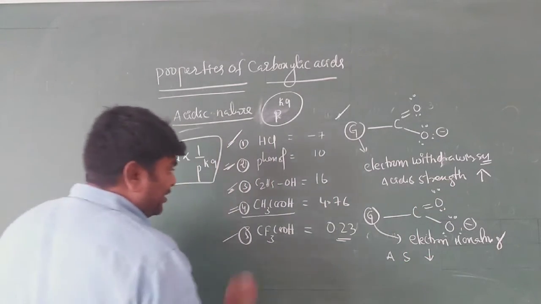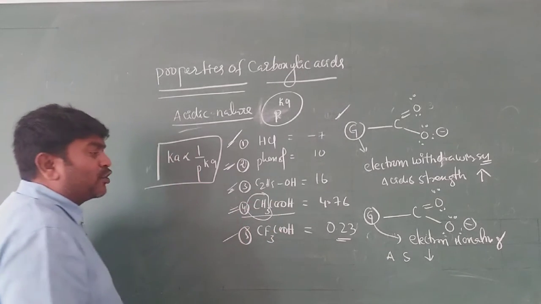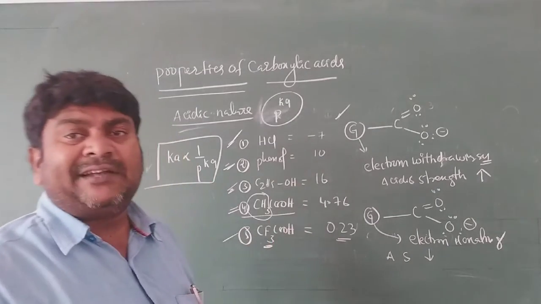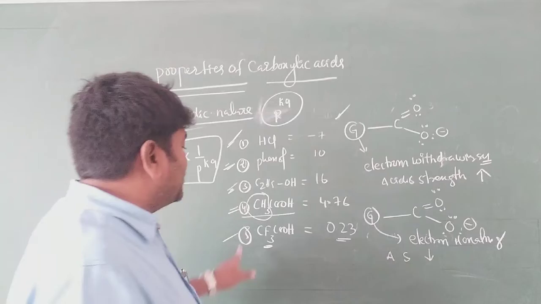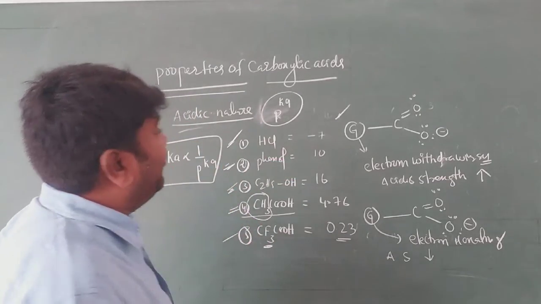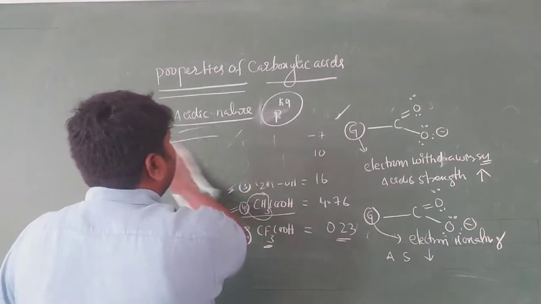You have to make the comparison here. This one is methyl. Methyl is an electron donating group. So see CF3, F is an electron withdrawing group. That's why it has a high acidic nature. This is very, very important, my dear students. Based on this, you have to see here.